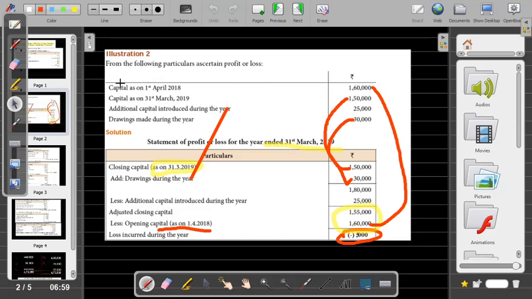Now going on to the second page of this particular window, here we are just seeing an illustration that is given in your book. They have given: from the following particulars, ascertain profit or loss. You have to make sure whether it is a profit or a loss. So let us go on to the sum.